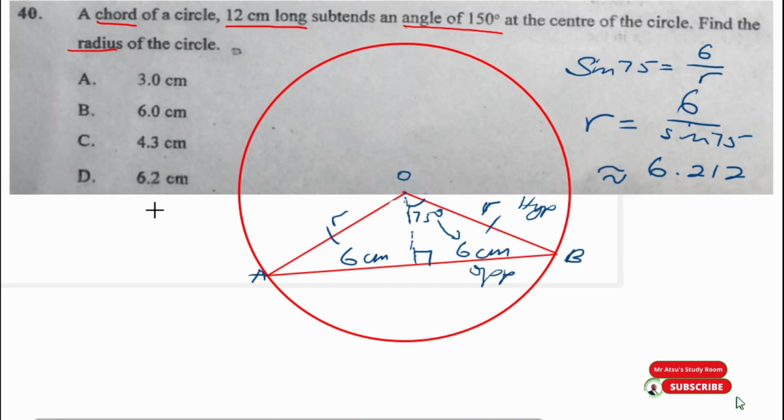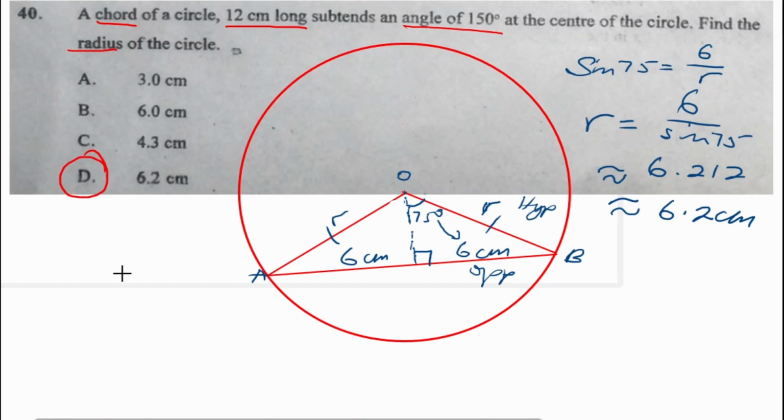6.212. By looking at the answers here, since they are rounded to the nearest tenth or 1 decimal place, that's going to be approximately 6.2 centimeters. So looking through, it means that the correct answer to the question is D, which is 6.2 centimeters, and that is the radius of the circle.